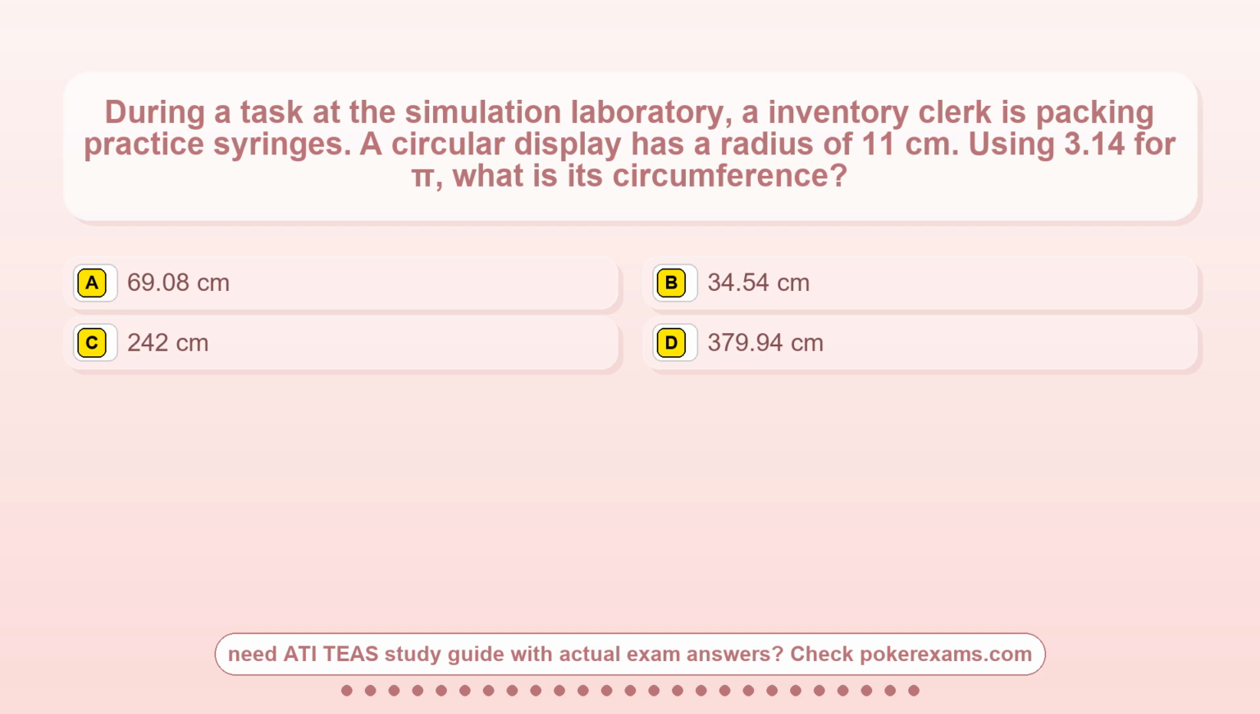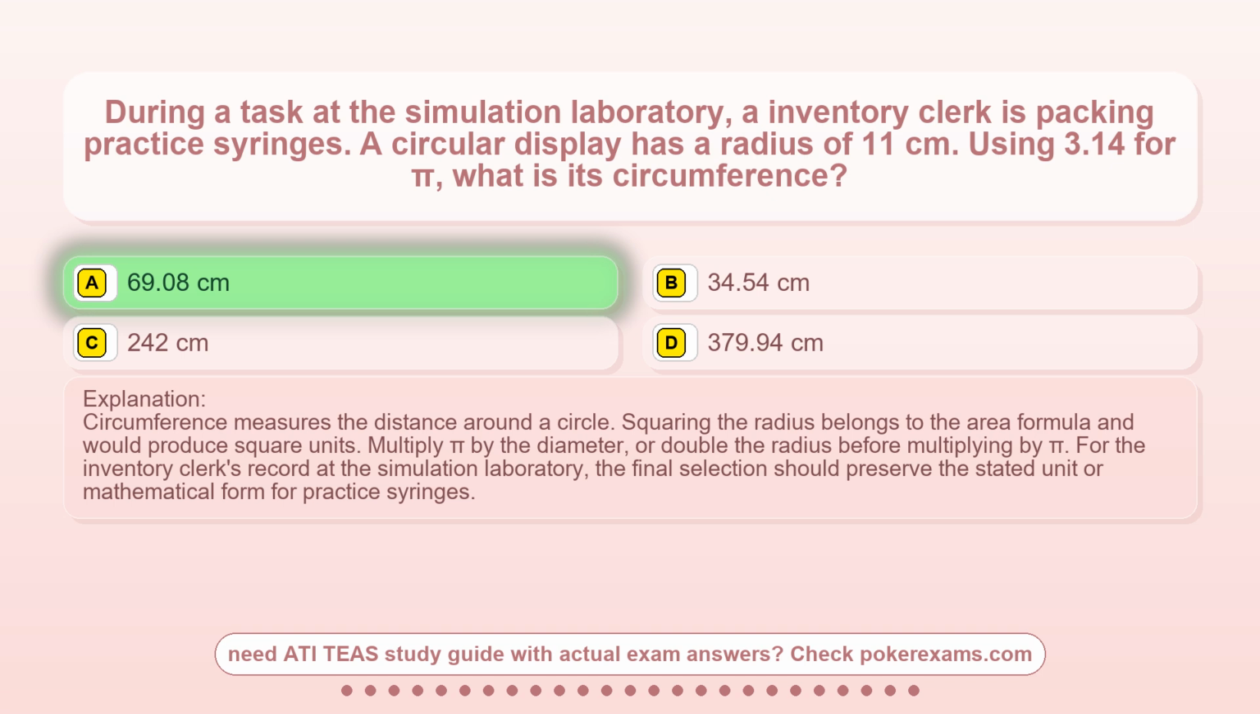Question 1. During a task at the simulation laboratory, an inventory clerk is packing practice syringes. A circular display has a radius of 11 centimeters. Using 3.14 for pi, what is its circumference? Option A, 69.08 centimeters. Option B, 34.54 centimeters. Option C, 242 centimeters. Option D, 379.94 centimeters. The correct answer is option A, 69.08 centimeters.